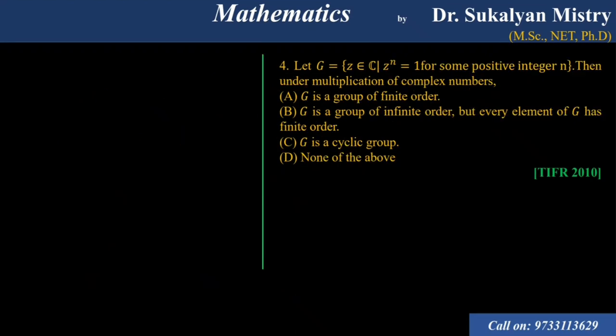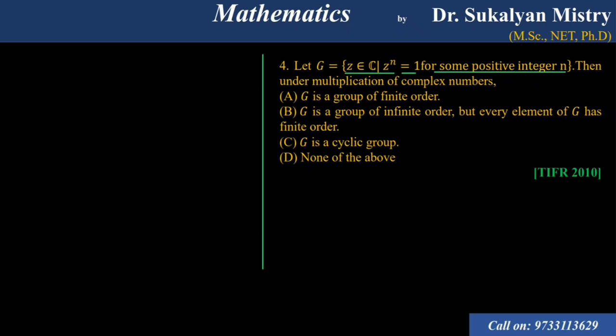Let G equal the set of all Z belonging to C such that Z^n is equal to 1 for some positive integer n. Then under multiplication of complex numbers, G is a group of finite order, G is a group of infinite order but every element of G has finite order, G is a cyclic group, or none of the above.